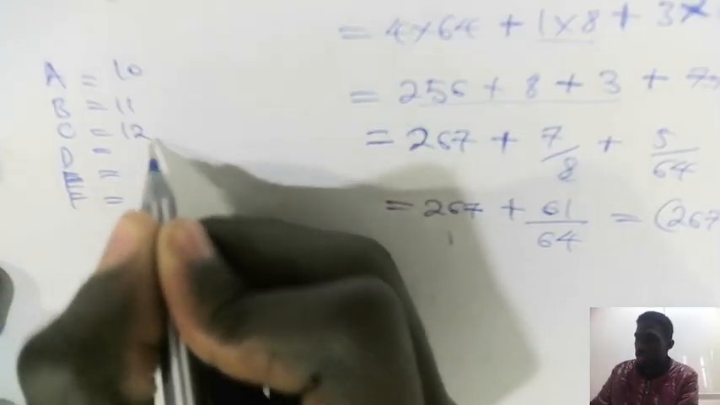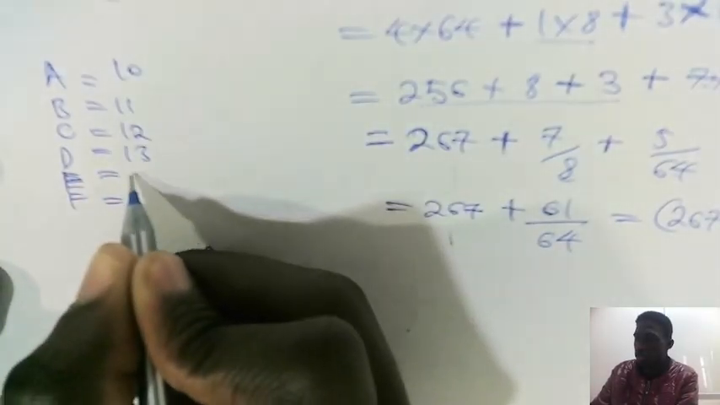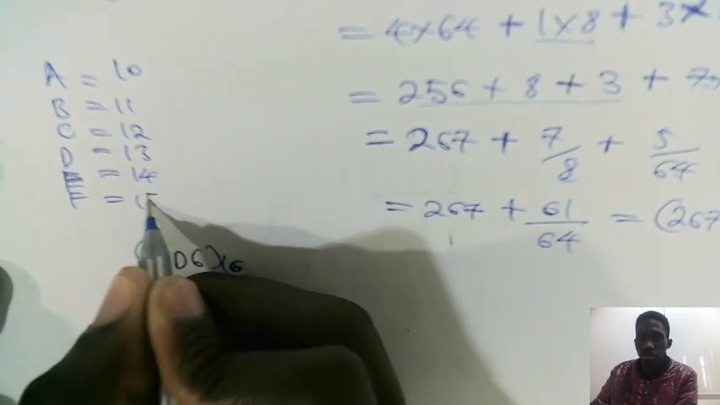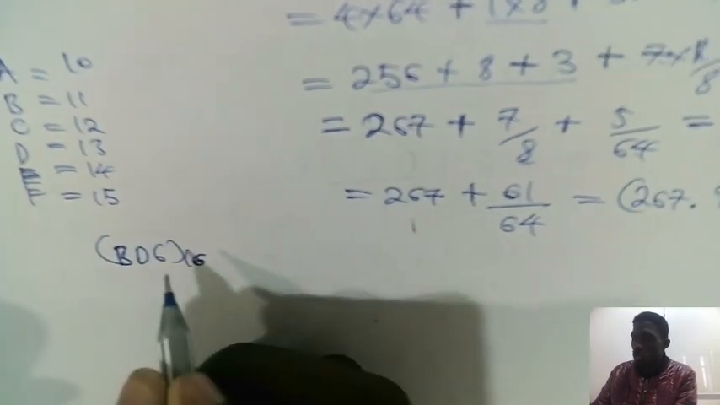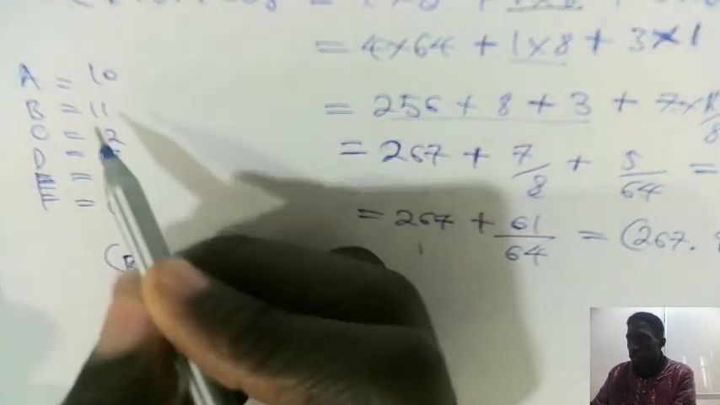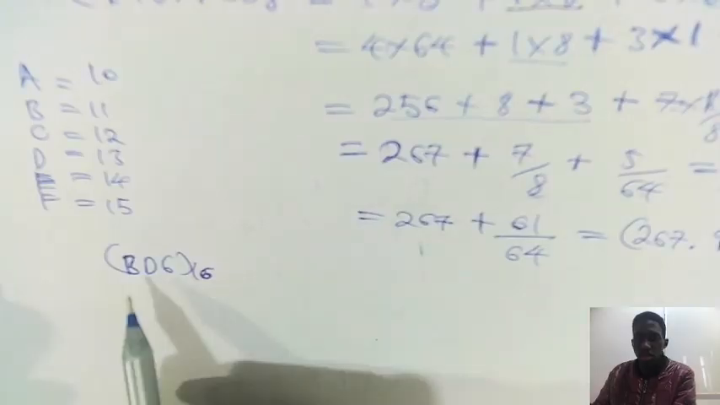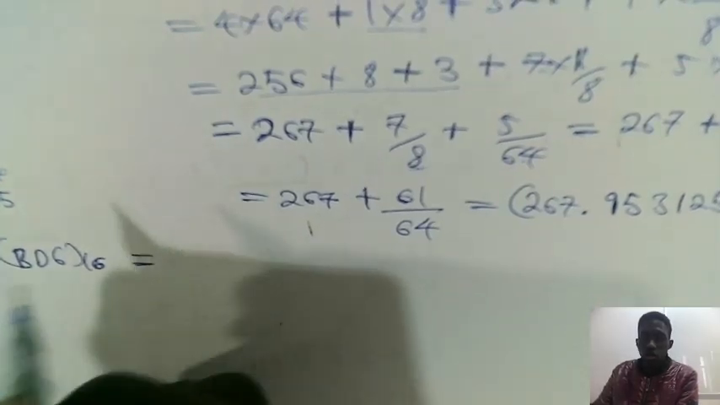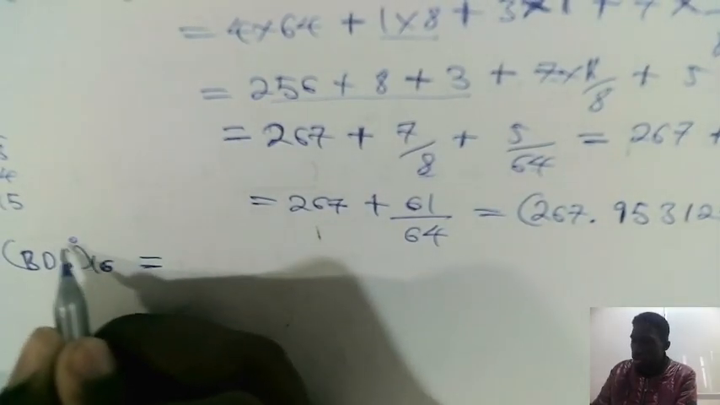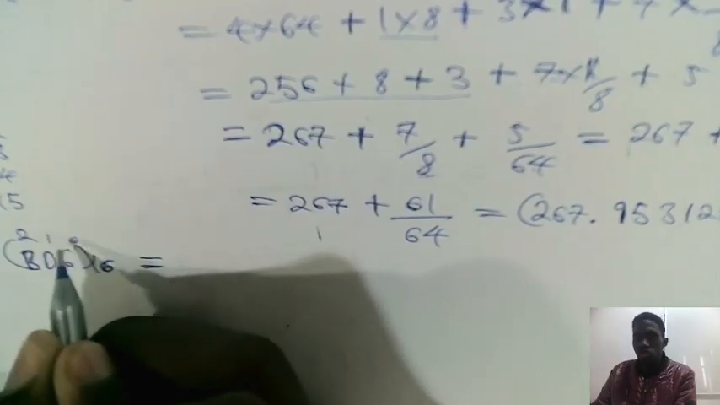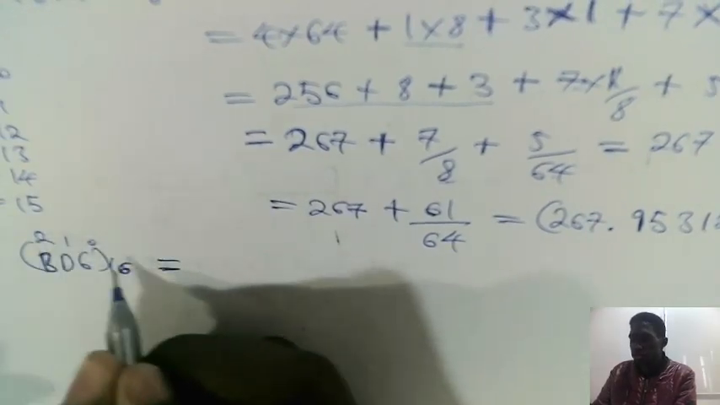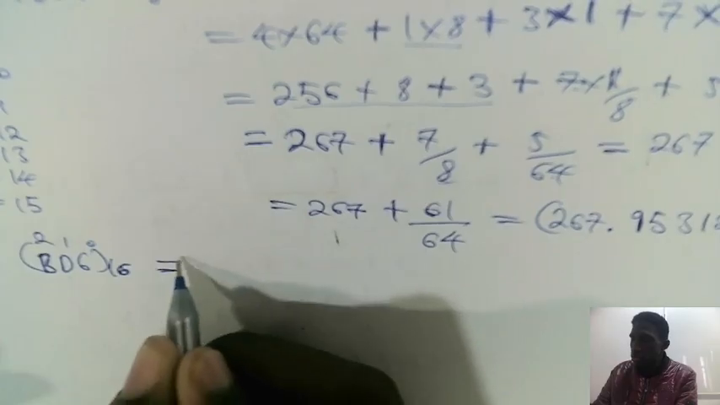So A is 10, B is 11, C is 12, D is 13, E is 14, and F is 15. So this is very important. We are going to use this. So what do we do first? We number 1, 0, 1, and 2 from the left to the right, and then we simplify.